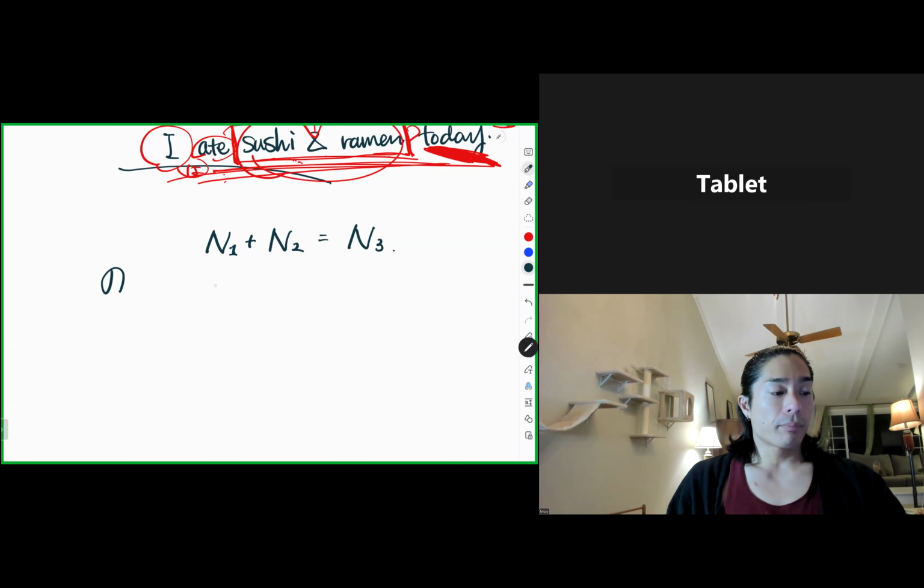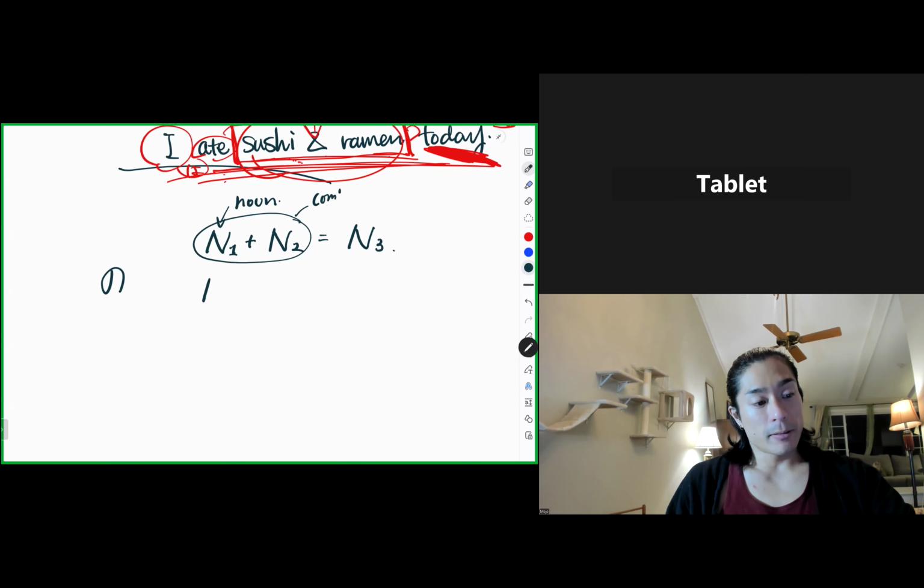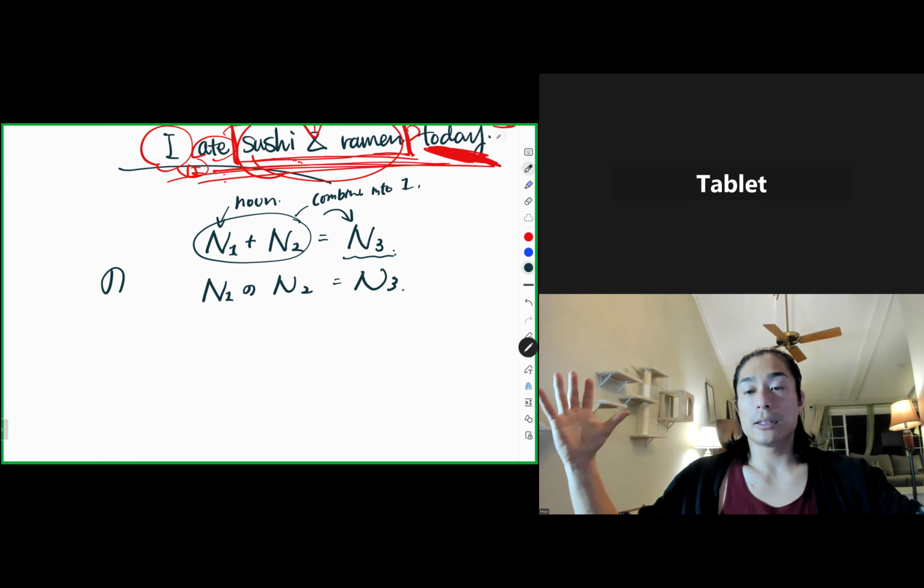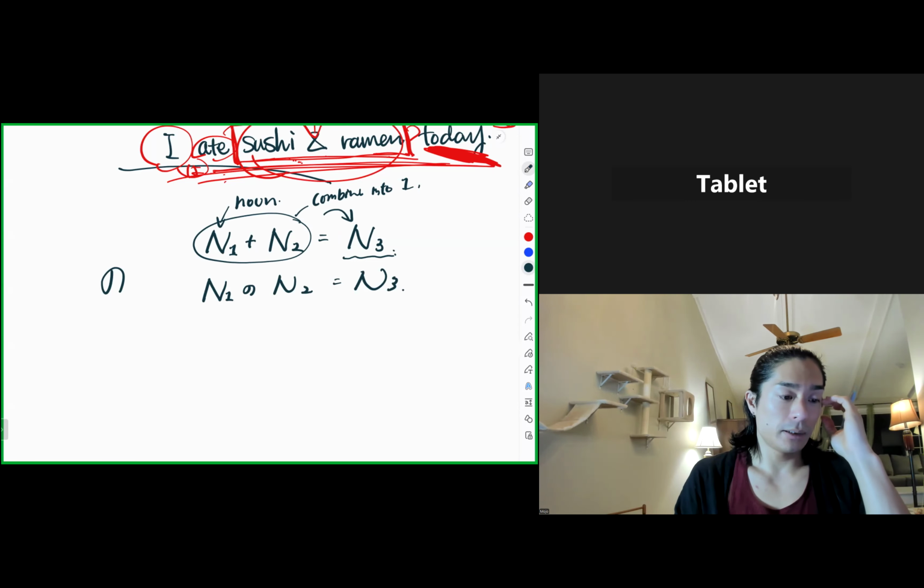First, it looks like math. The N means noun. So noun one and noun two equals noun three. This basically means combine into one, right? That's why the end result is only one noun, right? This is what it does. Noun one no noun two equals noun three. It combines two or more nouns into one noun, okay?